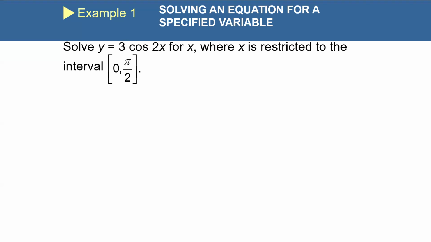And we want to know what angle in quadrant 1 would make this true statement. So we're looking at y equals 3 cosine 2x. That's the baseline of it. Then we're going to isolate, try to get x. So you're trying to get x by itself.